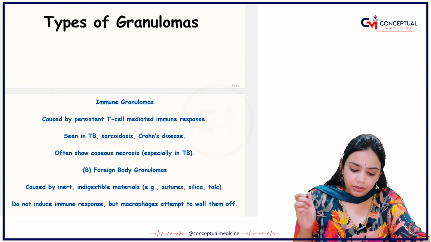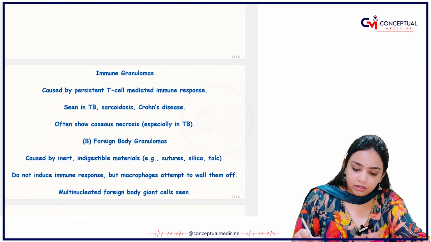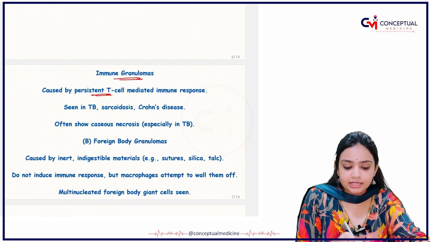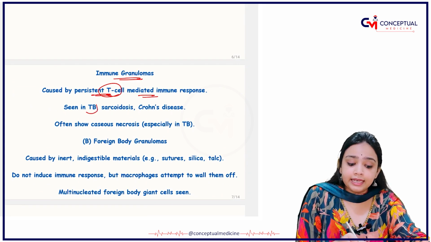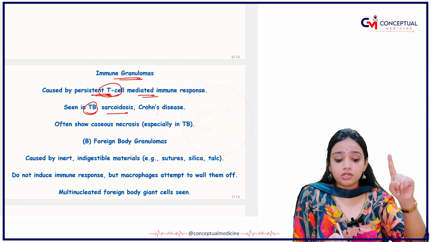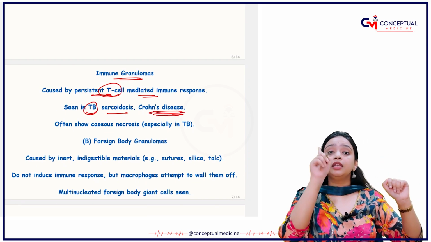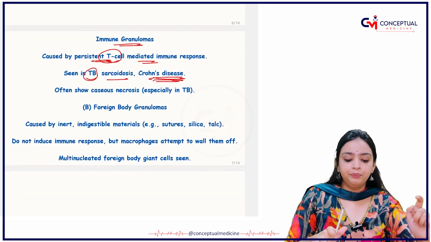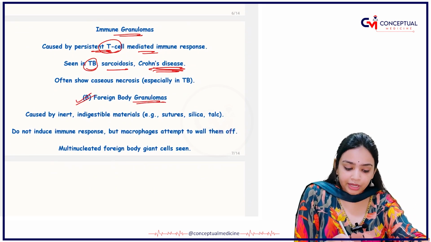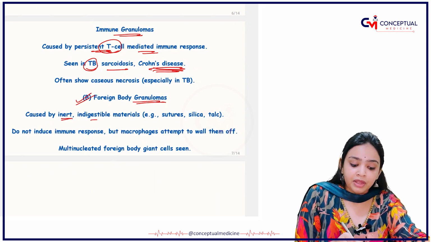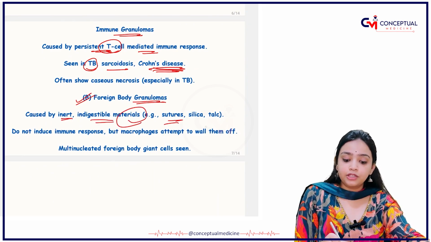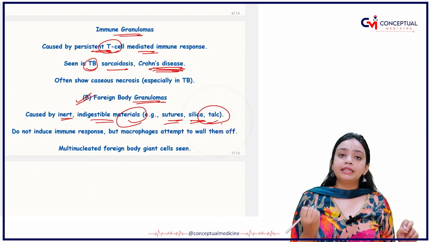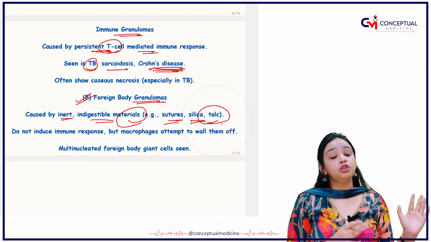What are the types of granulomas you have? First one that you have is the immune granulomas. They are caused by persistent T cell mediated response, seen in tuberculosis, sarcoidosis and Crohn's disease. This you need to remember. Then you have second, the foreign body granulomas. They are caused by inert and indigestible materials like suture, silica and talc. They are basically caused by non-digestible or non-soluble materials.